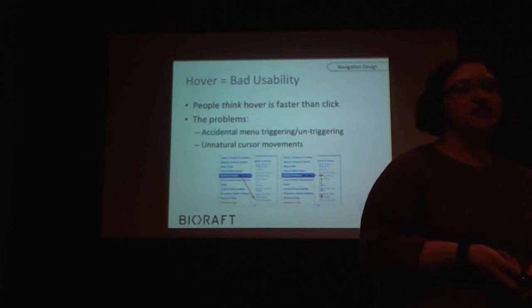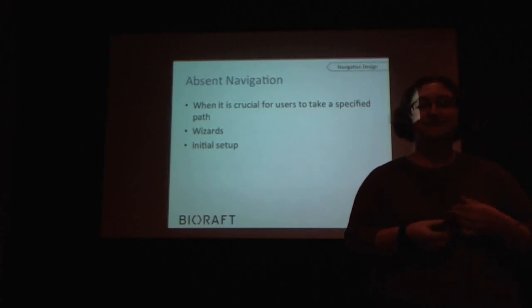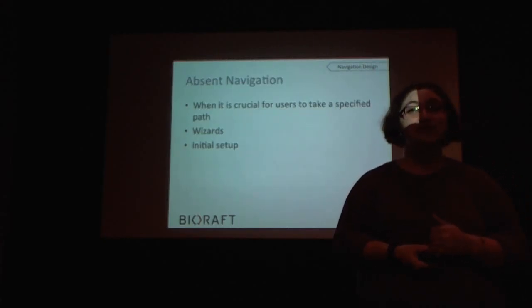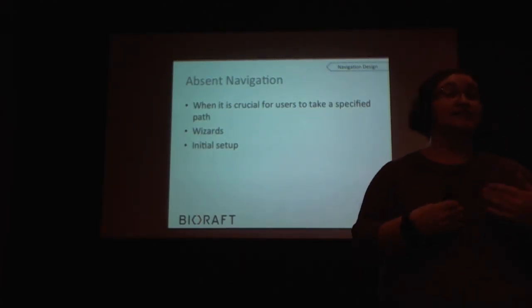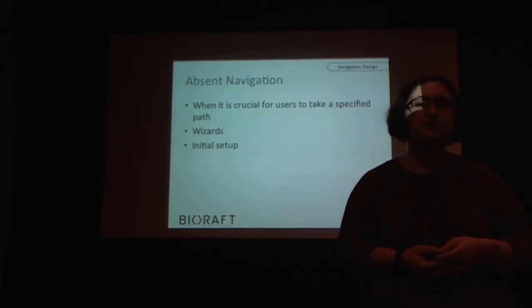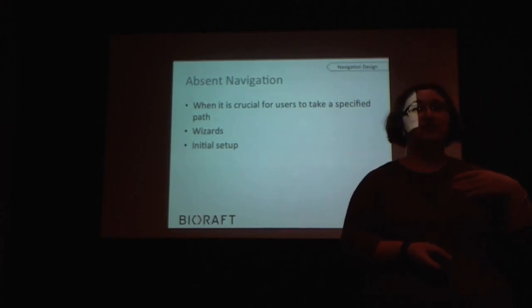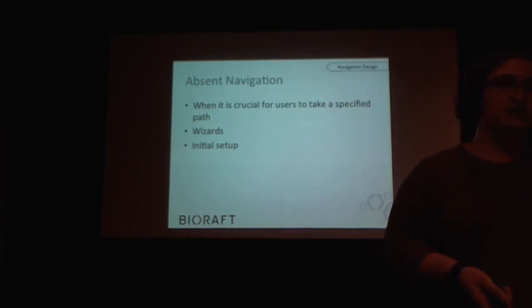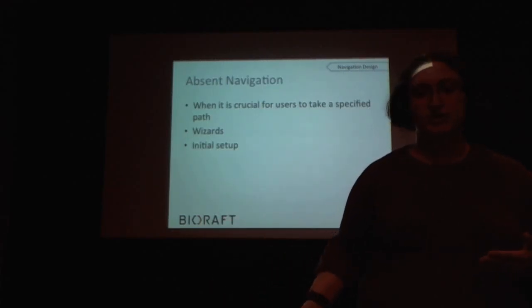So we've talked about where navigation should be. There's also times that navigation shouldn't be. Now, this is a very drastic decision that you make that, okay, a user is going to be here and their option is to continue in the way that I tell them to or leave. People always have the option of leaving. So this is when it's crucial for users to take a specified path. So usually for initial setup wizards, or if they're doing like your taxes and you need to go through something in a specified order. At some point there might be navigation where you can go back to something, but you can't go forward before it's time.